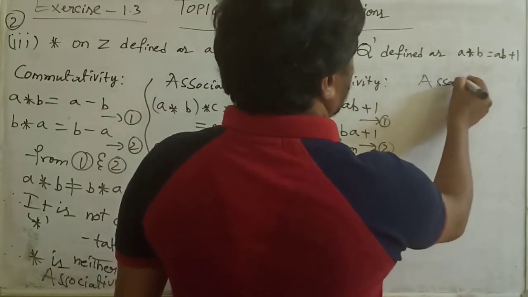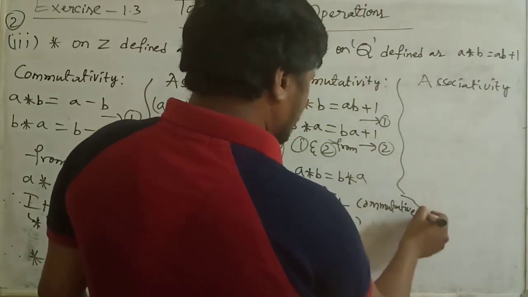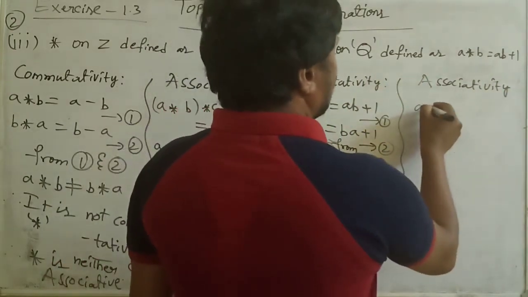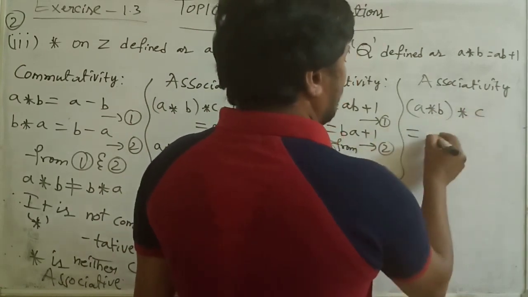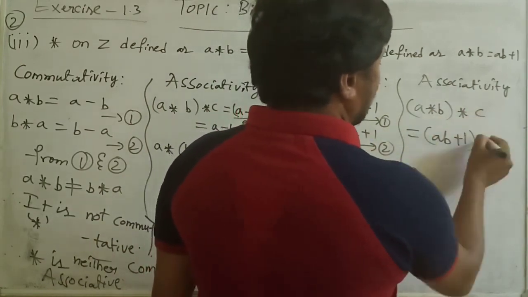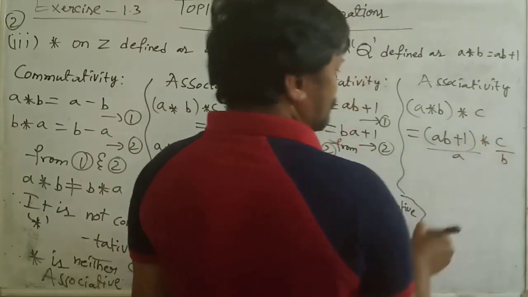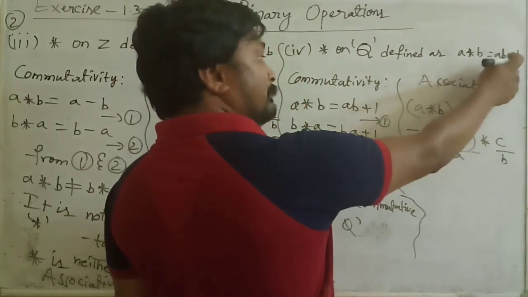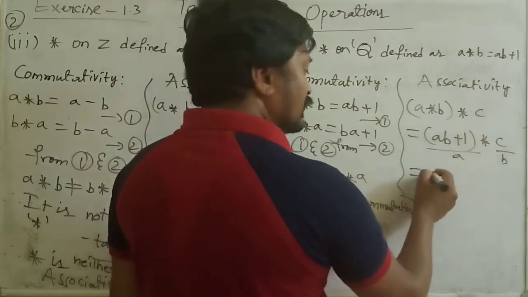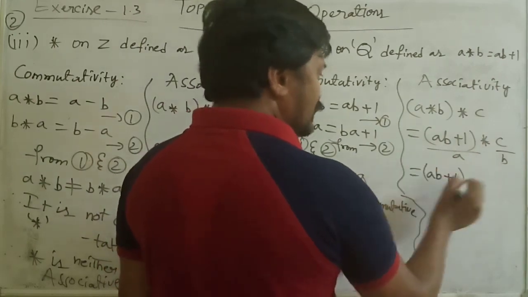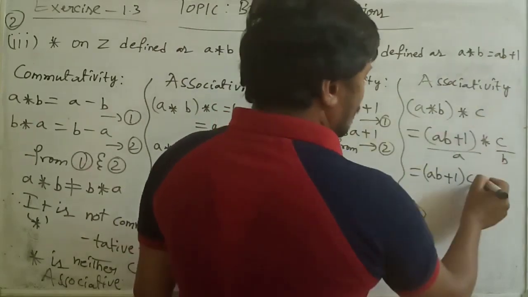Now associativity. If you go for associativity, first A star B star C. What is A star B? AB plus 1, then star C. So now the first part becomes A and C becomes B. So A star B means AB plus 1. A means AB plus 1, into B, which is here C, then plus 1.